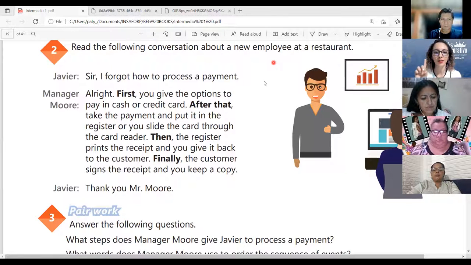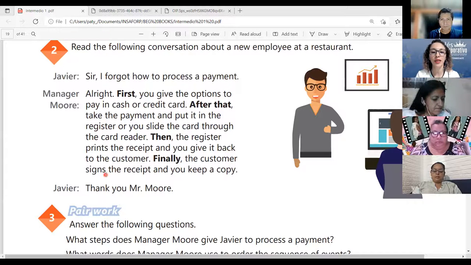Sir, I forgot how to process a payment. All right, first, you give the options to pay in cash or credit card. After that, take the payment and put it in the register, or you slide the card through the card reader. Then the register prints the receipt, and you give it back to the customer. Finally, the customer signs the receipt and you keep a copy. Thank you, Mr. Moore.